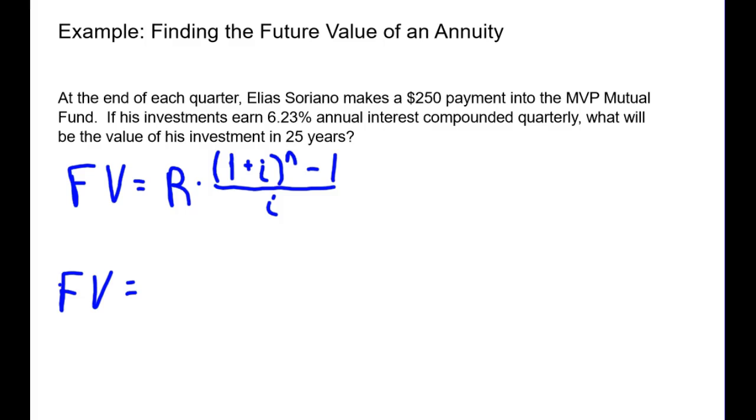This next example, we're going to find the future value of an annuity. At the end of each quarter, Elias Soriano makes a $250 payment into the MVP mutual fund. If his investments earn 6.23% annual interest compounded quarterly, what will be the value of his investment in 25 years? So we know we're going to use the future value formula.